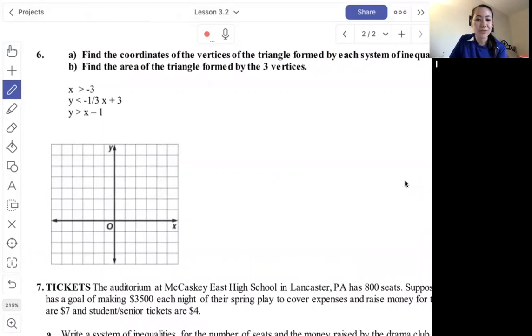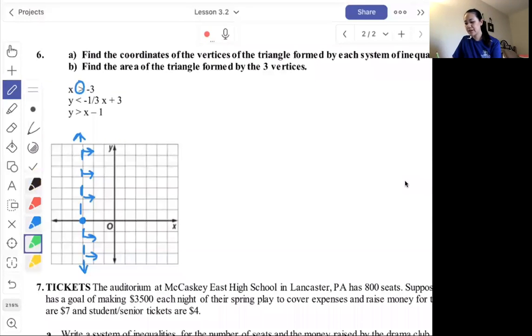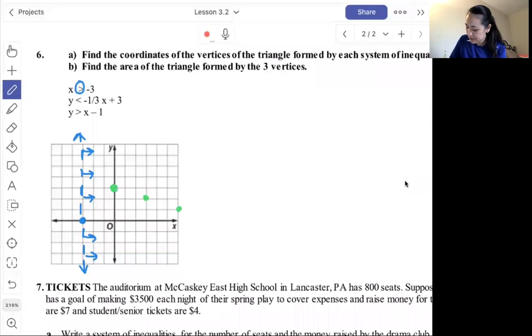So first thing I notice, I have x greater than -3. So on the x-axis, there's -3. I'm going to have a vertical dashed line down. And since it's greater than, I am going to shade to the right. Okay, so big numbers for x. The next one, it is already in slope-intercept form, so that's very kind of them. So I have a y-intercept of 3, slope of -1 over 3. So down 1, right 3. Also a dashed line. And since it's less than, it's going to be shading towards the bottom of the y-axis.